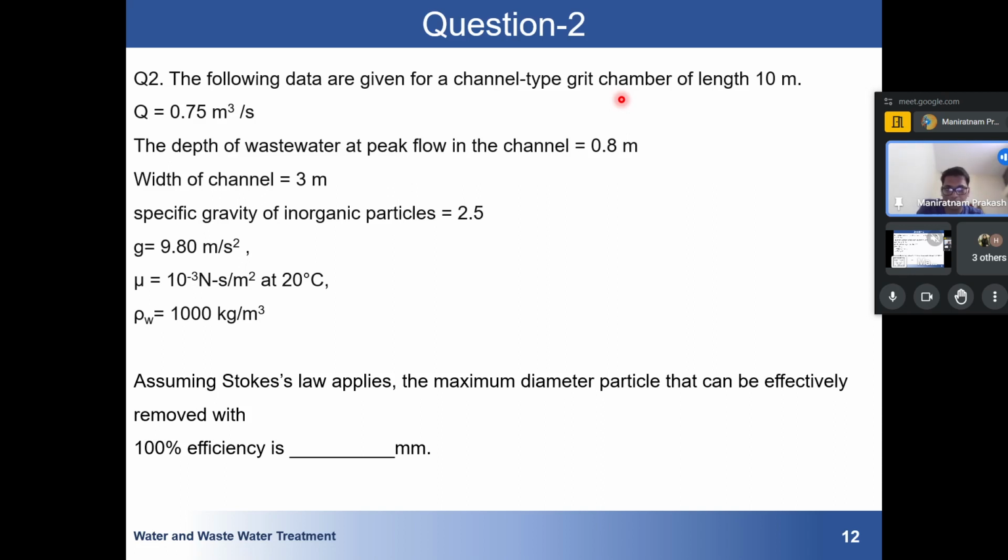So first I will discuss the numerical question, because the concept applied here is similar to what happened in the sedimentation tank. In this grit chamber also, particles will settle as discrete particles. Each particle will settle in an independent form, and in the question itself it is written that Stokes law applies. If Stokes law is applied, you have to think of laminar flow, CD is equal to 24 by Re.